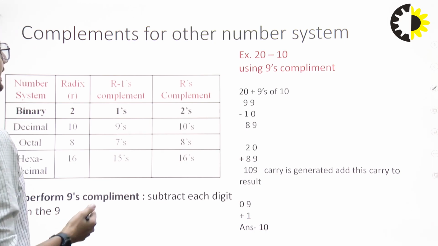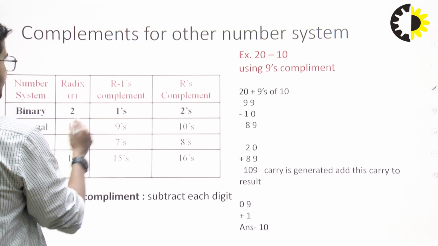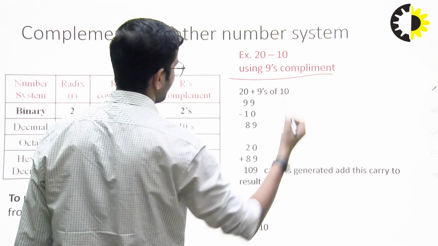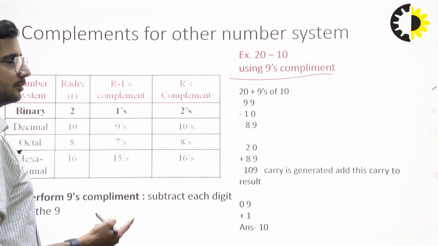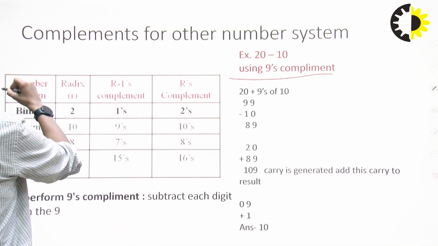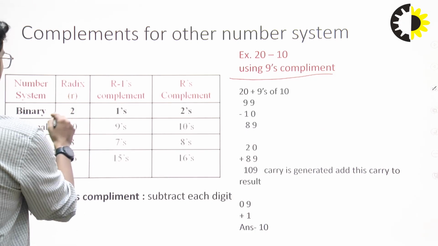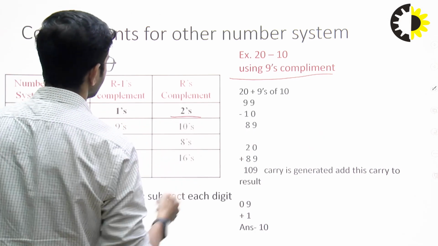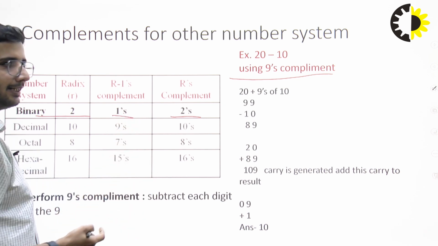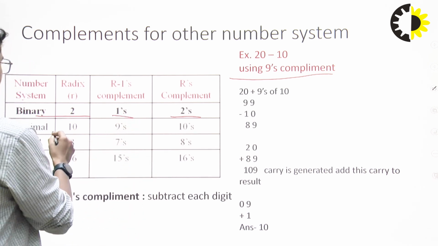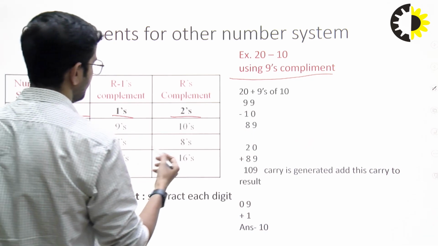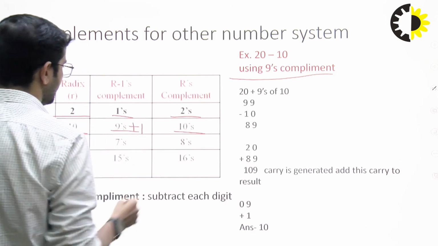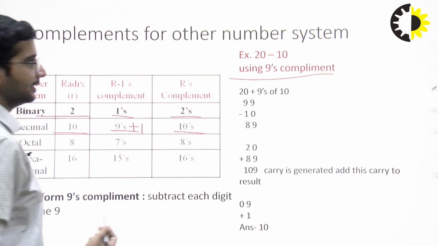So for the complements of other number systems, if we want to perform the 10's complement, we first subtract the number from 9 and then add 1. As we can see from this table, for binary the radix or base is 2, so to get the 2's complement, first we perform the 1's complement and add 1 to it. Similarly for decimal, the base is 10, so to perform the 10's complement, we first do the 9's complement and add 1 to it. Similarly for octal and hexadecimal.